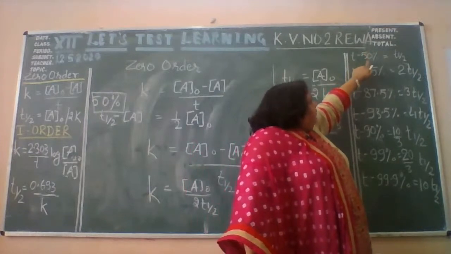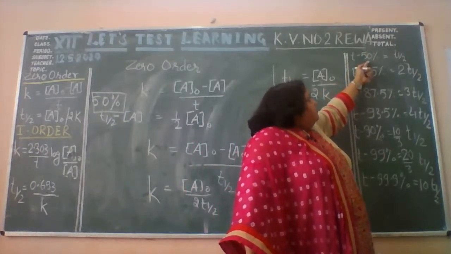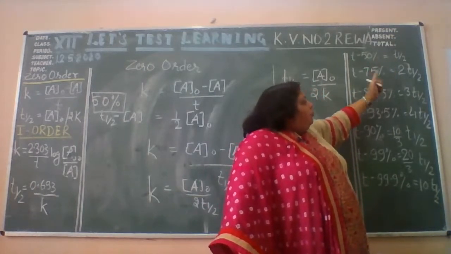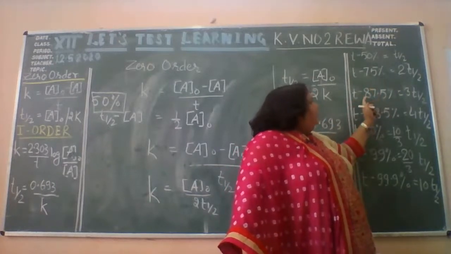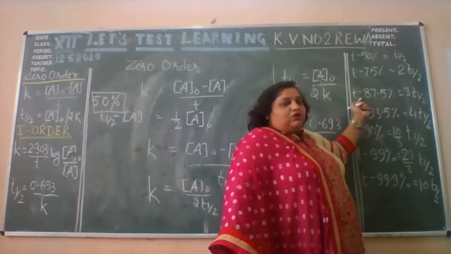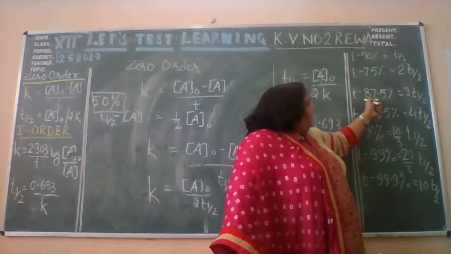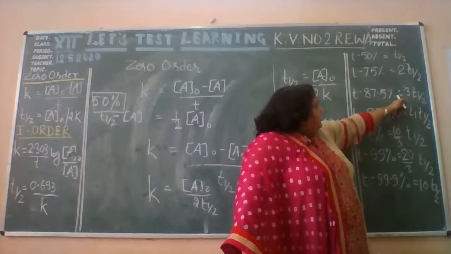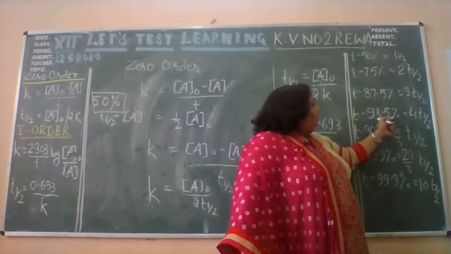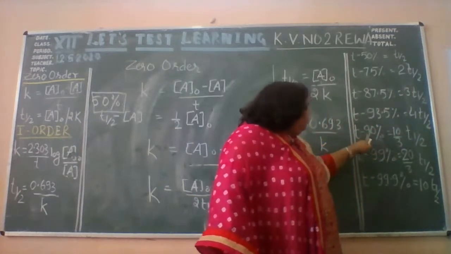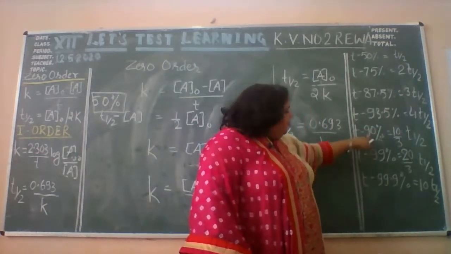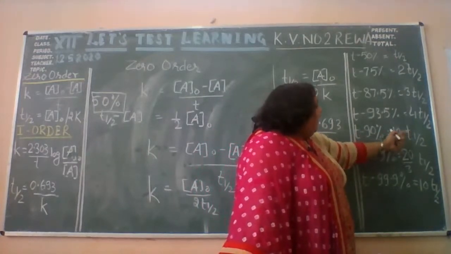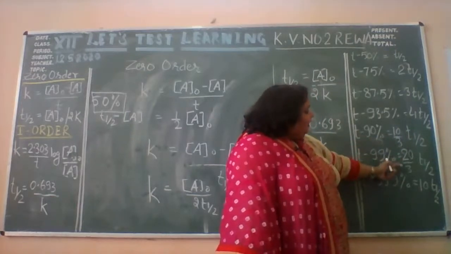T 50% means the time, right? When the reaction concentration becomes 50%, that is T half. 75%, that means again one more half-life passed, 2T half. Similarly, 87.5% reaction completes in 3T half, 93.5%, 4T half. अब बहुत मजेदार है ये वाला, बिल्कुल बहुत बहुत इंटरेस्टिंग. 90% is 10/3 T half, 99% is 20/3.